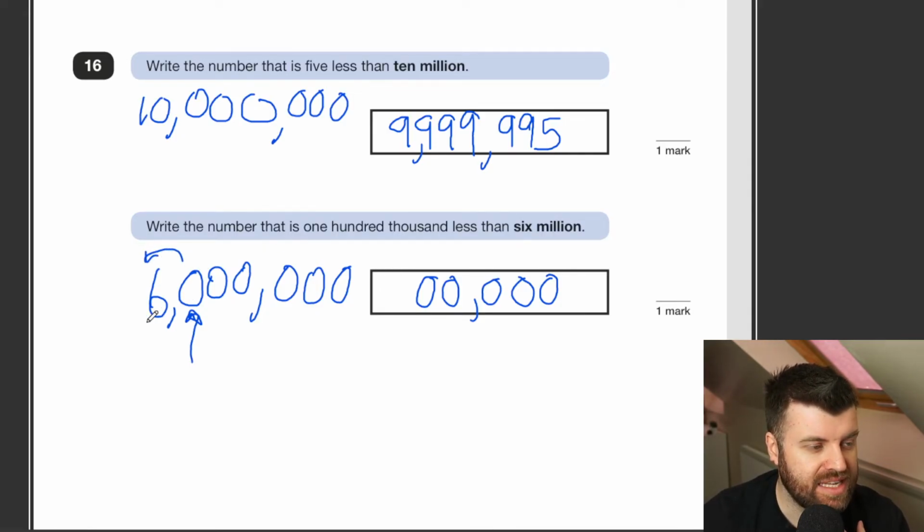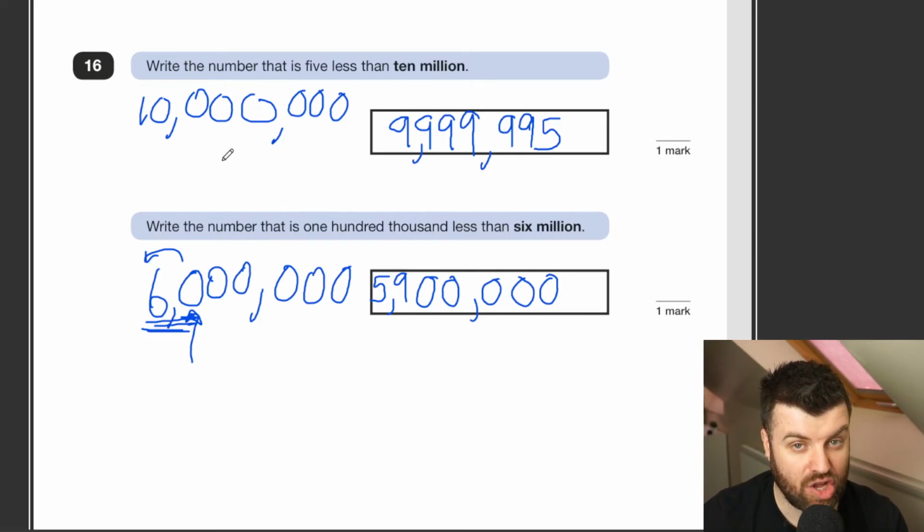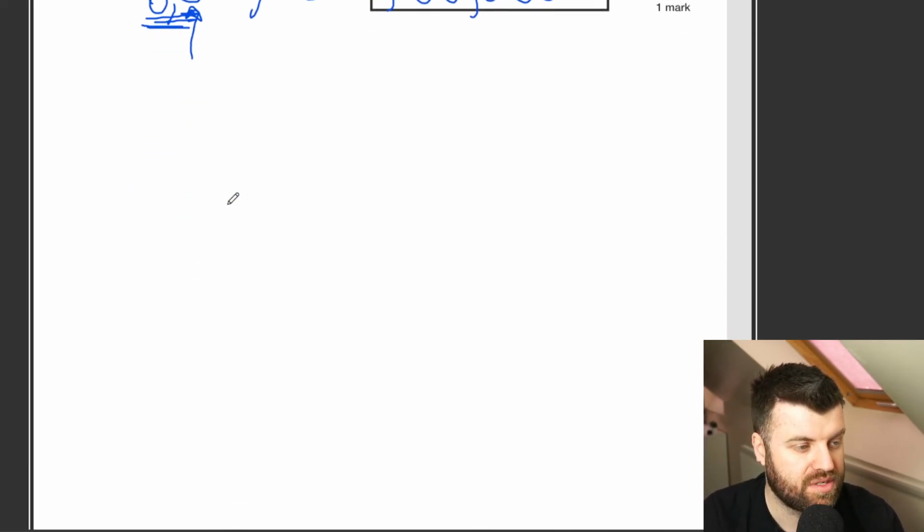So think about it. 6 million is actually the same as 60 100,000s. So take 1 off. That leaves us with 59 100,000s. And that's the same as 5 million 900,000. So this is a very common question to get when we're taking away one lot of something in the place value where there's 0 and how it can affect other columns as well.